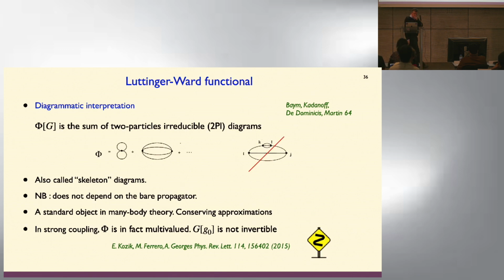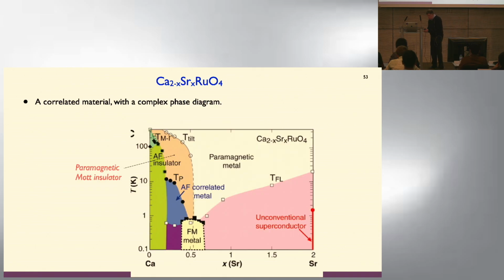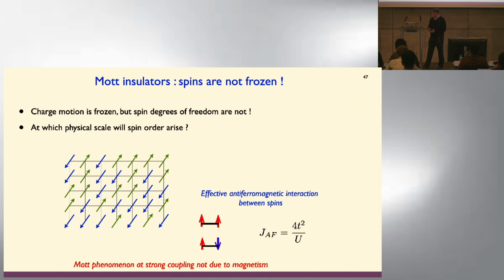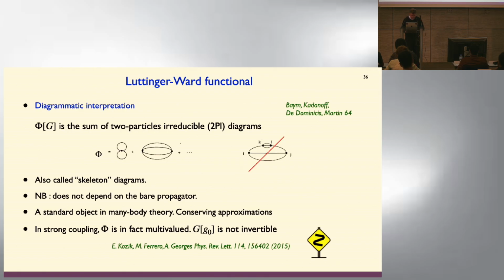This Luttinger-Ward functional has a diagrammatic representation, which is a sum of diagrams which are called two-particle irreducible. Sorry, that's absolutely not great. What happened? Okay. Which is a sum of diagrams which cannot be cut by cutting two lines, whatever.